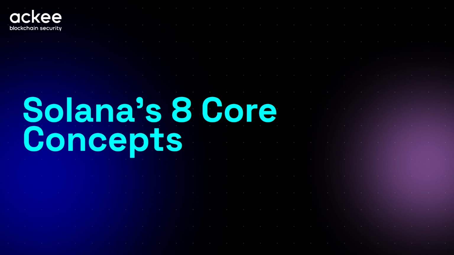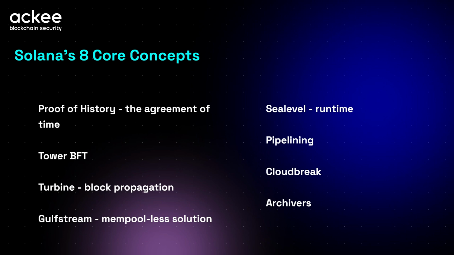And now let's move to Solana's 8 core concepts. Anatoly actually introduced 8 core concepts with the Solana blockchain. First of all, I won't comment on every core concept mentioned here; again, you can read about them in the Solana Handbook. These 8 core concepts are proof of history, as I was talking about, the agreement of time, then Tower BFT, Byzantine fault tolerance, then Turbine, which is block propagation.